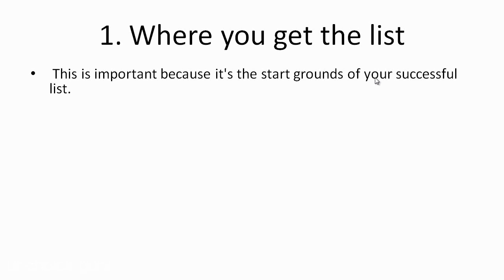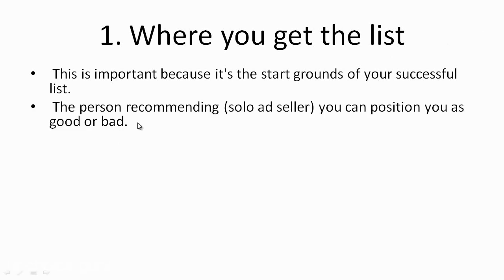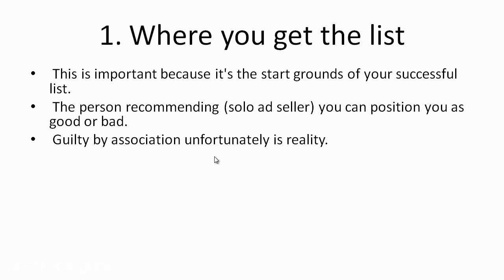So let's talk about where you get the list. This is important because it's the start point or start ground of your successful list. And the person recommending you, which is a solo ad seller, can position you as good or bad. You can be guilty by association, unfortunately, and that's reality. So if you've got a good solo ad seller recommending you, that recommendation is powerful because if there's people on that list that trust that solo ad seller, they'll trust you as well. But you don't want to lose their trust. So you want to be congruent in all that you promise. From A, B, C, D, all the way to Z, it's got to be consistently a similar topic. So guilty by association, just keep that in mind.